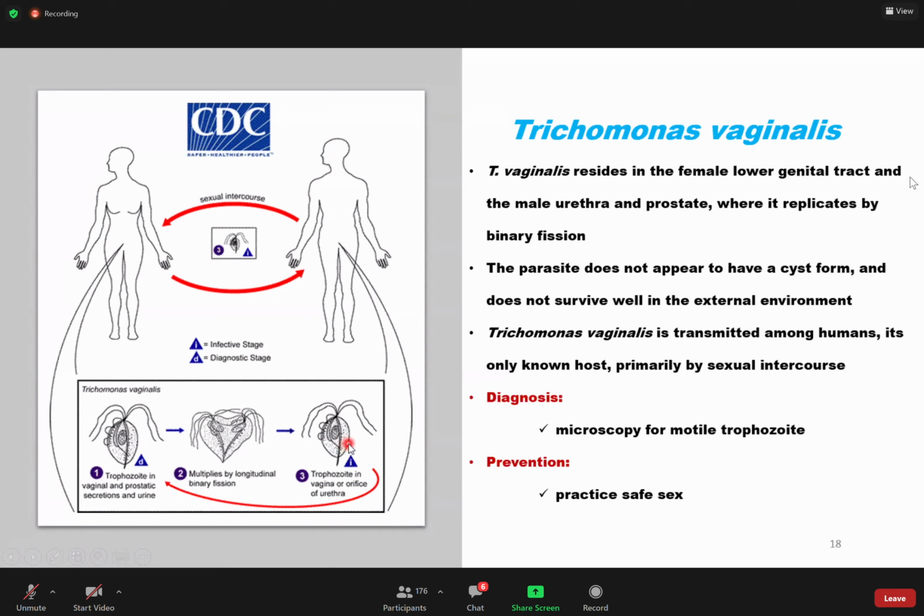Doctor? Yes. Doctor, can I ask a question? Yes. Is it affected only female? No, I cited that both male and females are affected. But never mind. I think there's a bias against women. That's why you have Trichomonas vaginalis. It's not named after the male. Okay? Okay, thank you so much.